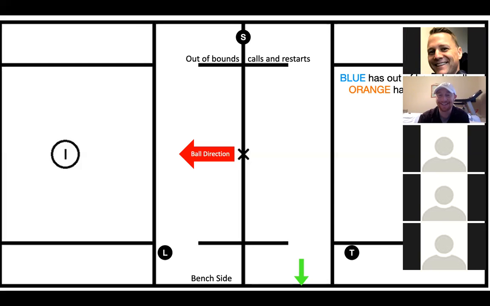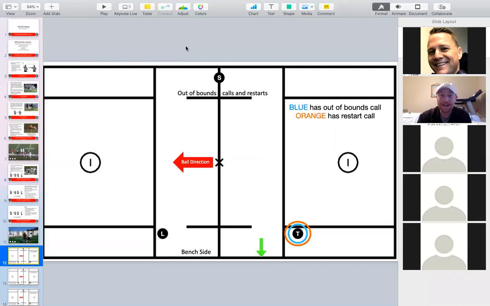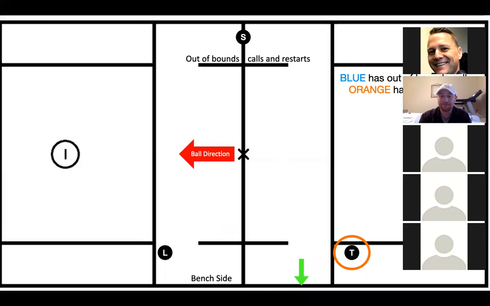Bermuda Triangle. Yeah, that's spot on. We need to pull this out of that Bermuda Triangle, that triangle right there on the bench side. This official is going to have both calls. Pull it out. Any restart we have in this area right here, stop the play. We're not going to quick restart this and pull it out here and restart it out here. Very much spot on. So this trail is going to have the out of bounds call and the restart.